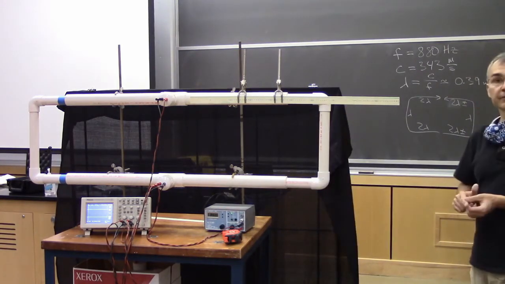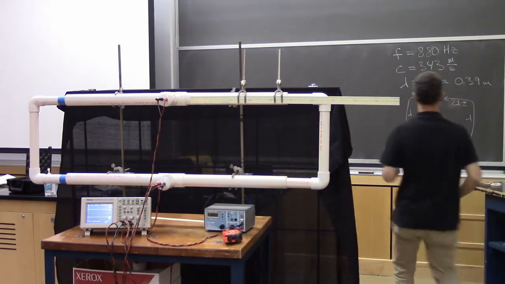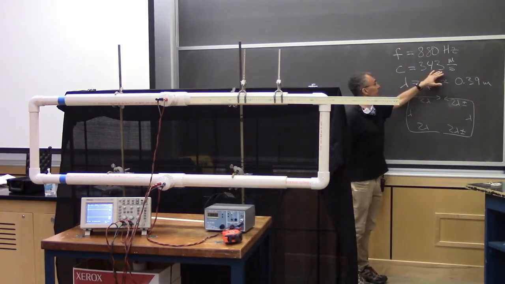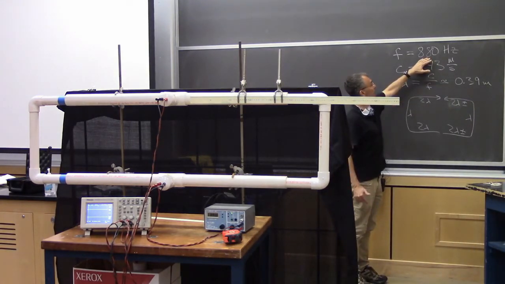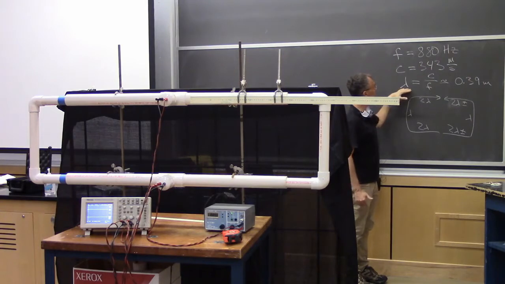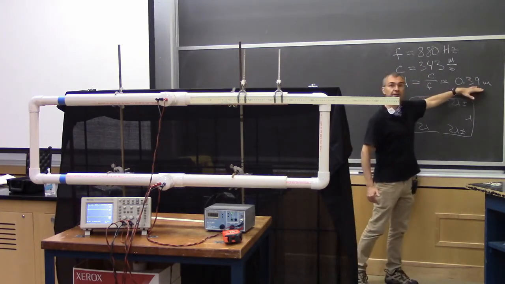The speed of sound in room temperature air is 343 meters per second. A wave of 880 hertz frequency in room temperature air has a wavelength, speed of sound divided by frequency, of 39 centimeters.